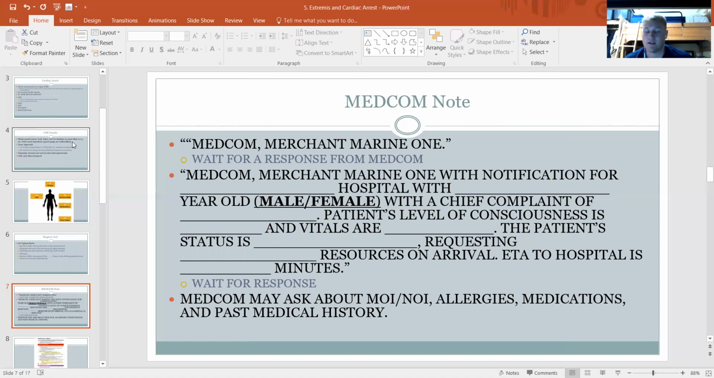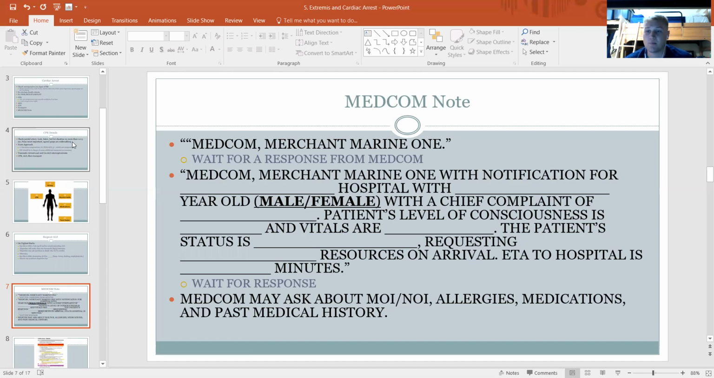So for a cardiac arrest, it would go: "MedCom, Merchant Marine 1." "Go ahead, Merchant Marine 1." "MedCom, Merchant Marine 1 with notification for North Shore Manhasset with a 21-year-old male with a cardiac arrest. Patient is unconscious. Vitals are X, Y, and Z. Patient status is critical. Requesting a cardiac team on arrival. ETA to the hospital, 5 minutes."